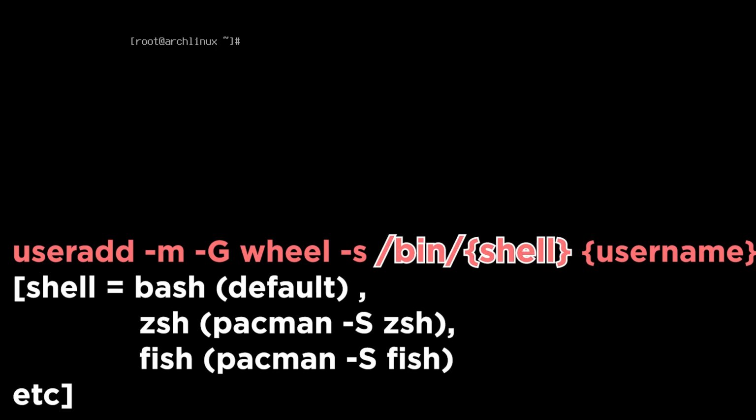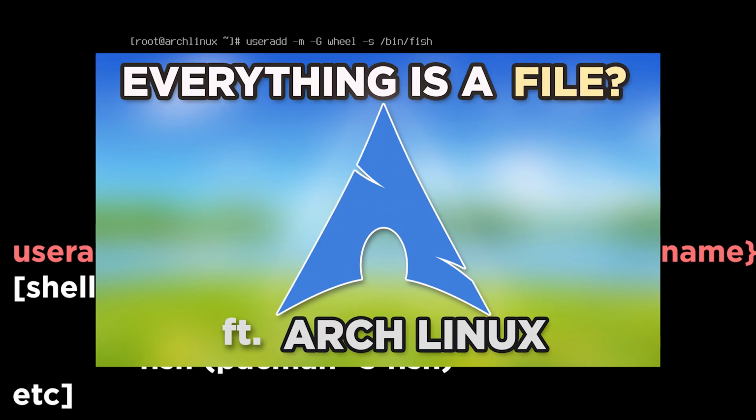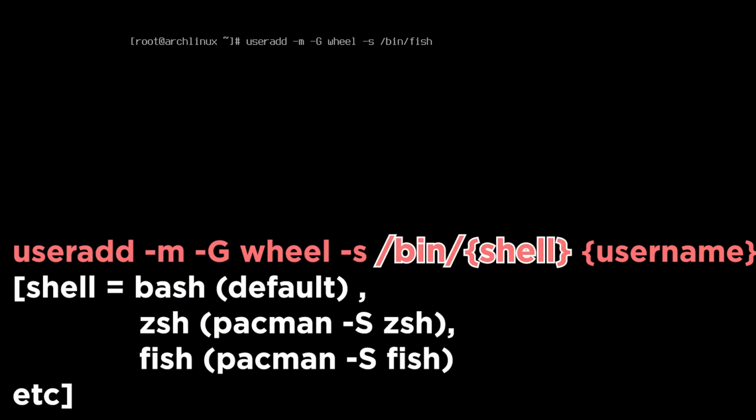So let's get back. useradd -m -g wheel, and this time we'll do -s /bin/fish. Now, in case you don't know what this /bin means, check out this video where I explain what each of the directories in Linux are, to get a better understanding of what all of them are.